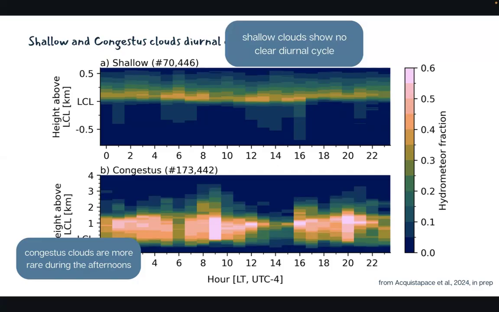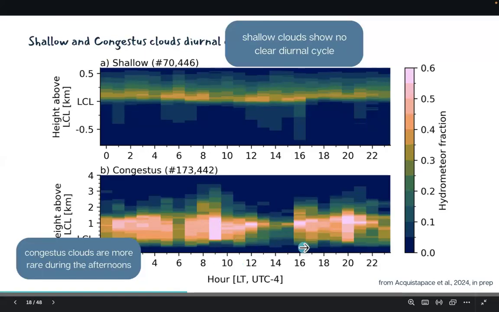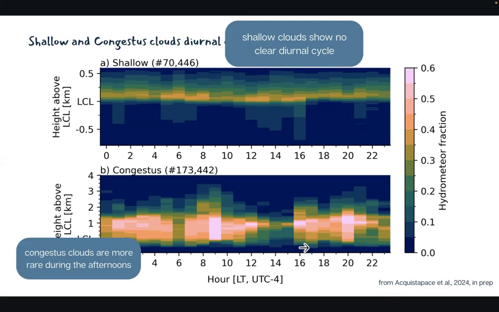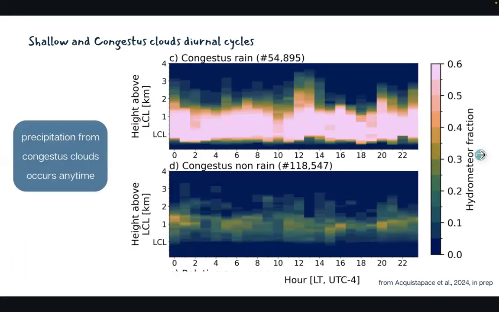clouds from virga or precipitation. And this is also relevant, and I have another slide on this, because we saw that precipitation is mainly coming from congestus clouds. So the question we had was if this signature, this diurnality that we see here, was due to precipitation or not. So we split the congestus precipitation part from the non-precipitation part. And this is the result.